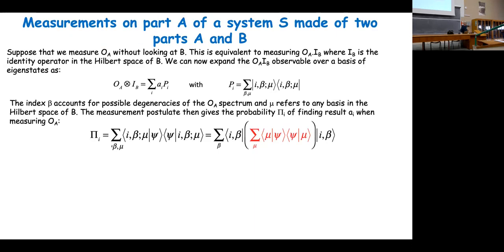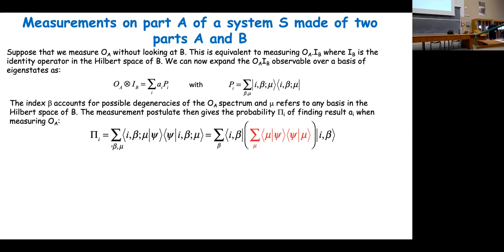So now look at what happens if I have two systems, A and B, and I focus on A. I have no possibility to look at what happens on B. So I want to measure quantities which are of the form OA, an operator acting on A, tensor product with the identity on B. What does it mean, identity on B? It means that I do nothing on B. B is a spectator during the measurement. And you see now that the projector on the eigenspace Pi is written like this.